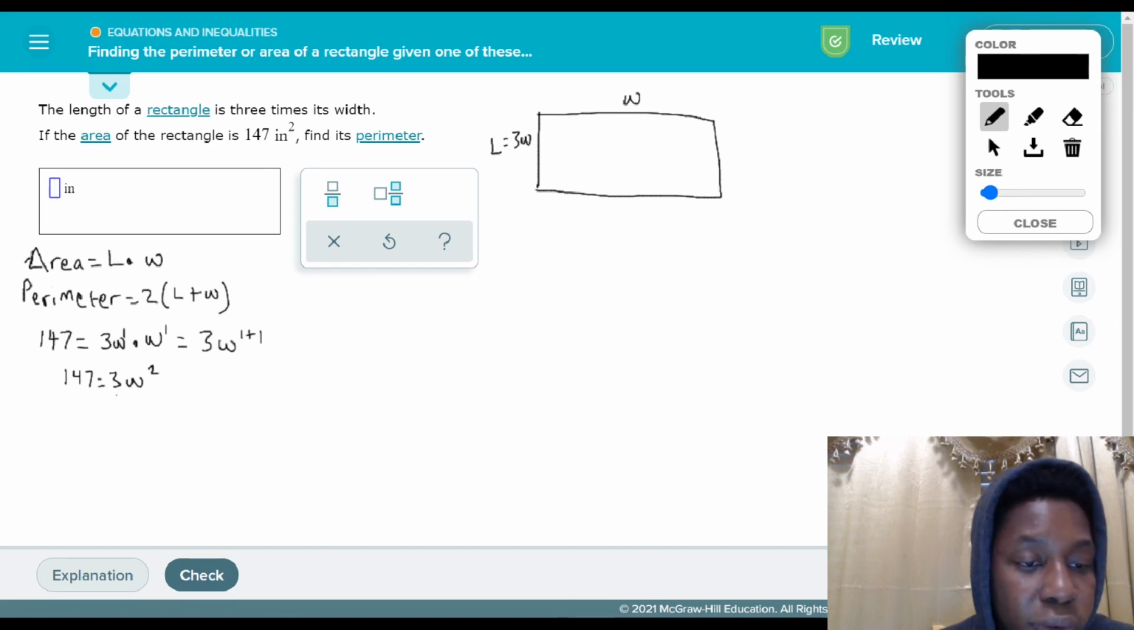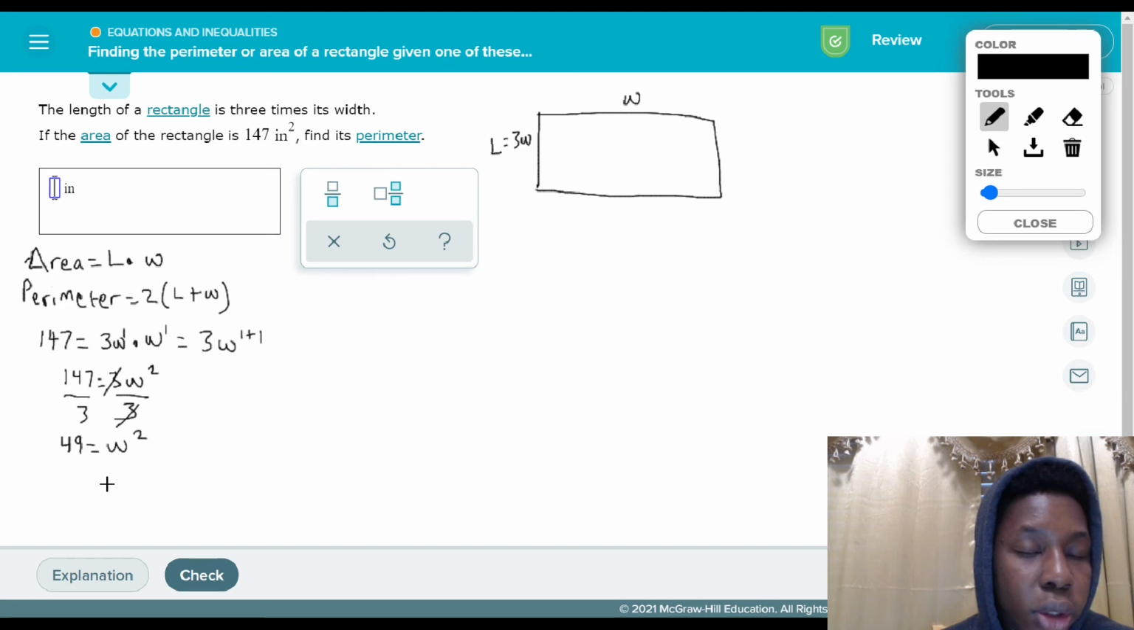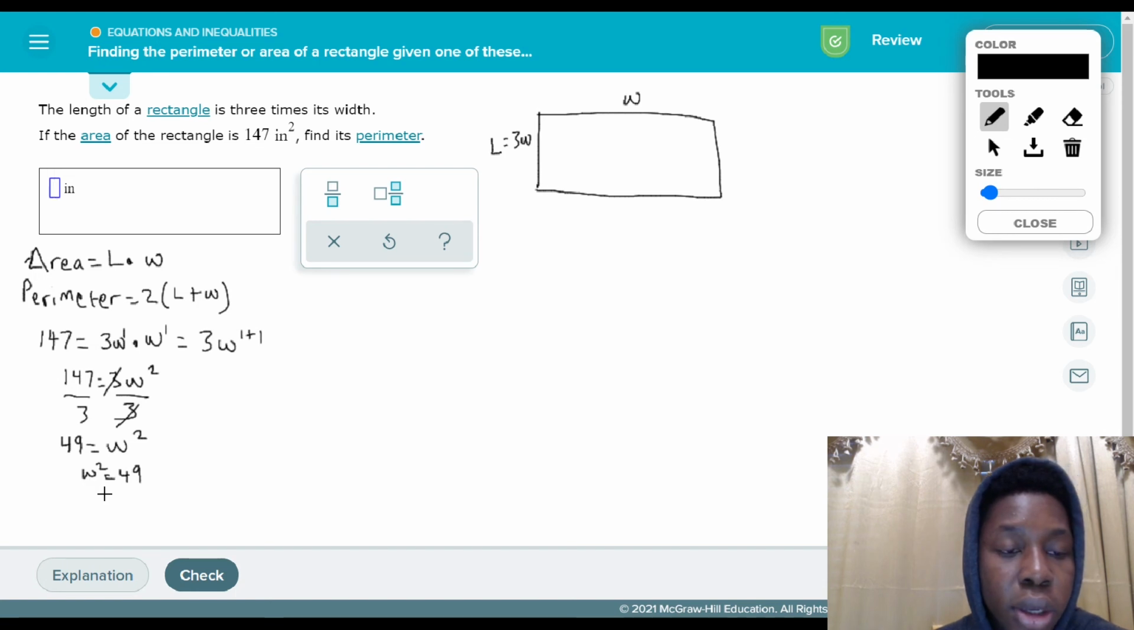When we divide both sides by 3, this 3 cancels out here. 147 divided by 3 is 49. So 49 equals w squared, or w squared equals 49. Now we have to find the square root of both sides, because w is attached to a square here. We just want to find w, not w squared.